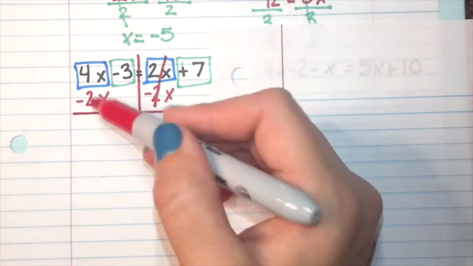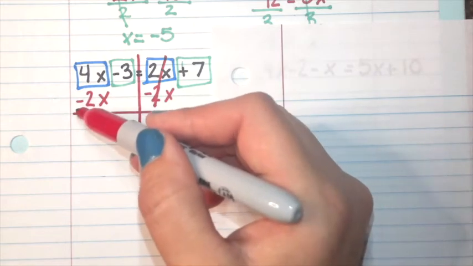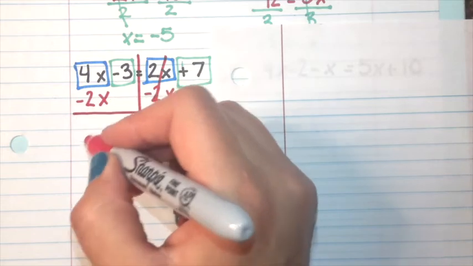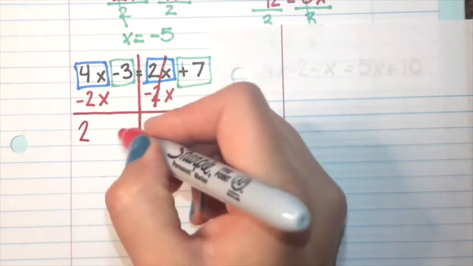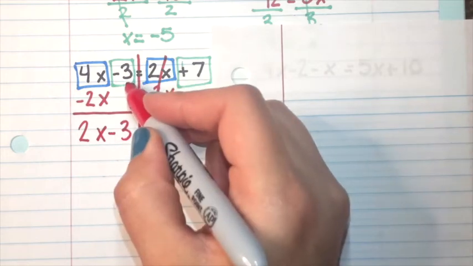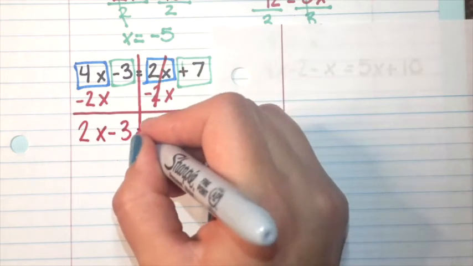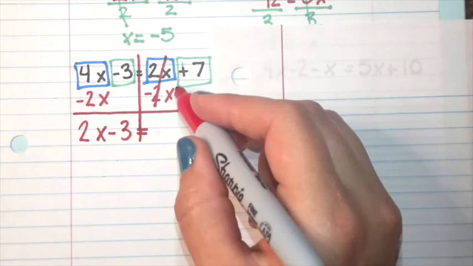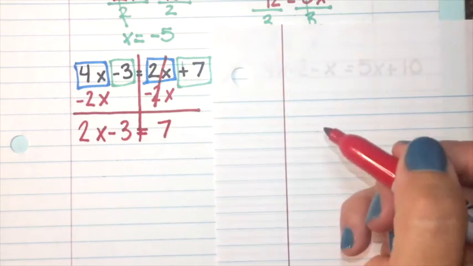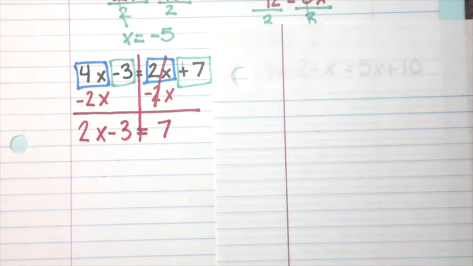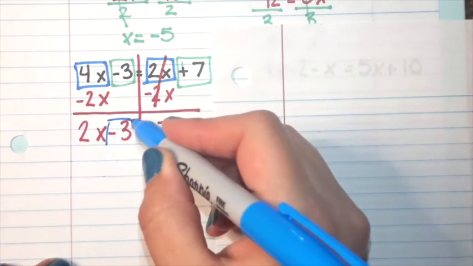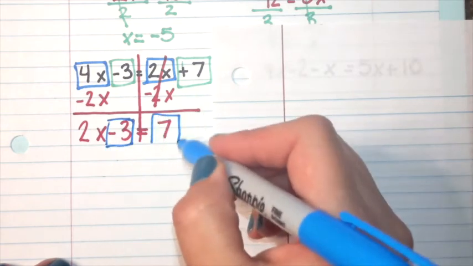And 4 minus, or when I add the minus 2, that's going to cancel out 2 of those. So I'm left with 2x minus 3, because I haven't canceled out that 3 yet, is equal to, what's left over here is 7. All right, now what's similar? Only the 3 and the 7.